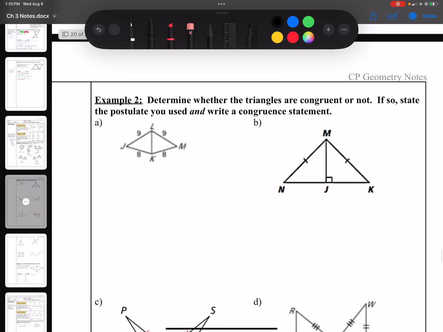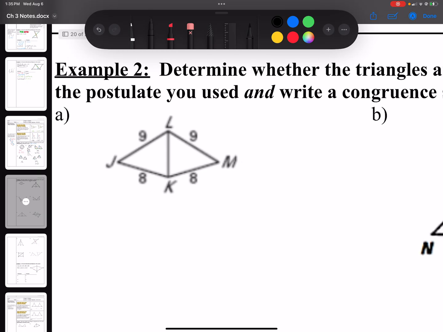Determine whether the triangles are congruent or not. If so, state the postulate you used and write a congruence statement. Well, right off the bat, I see this has a side length of 8, and this has a side length of 8, so that's one pair of equal sides. This has a side length of 9. This has a side length of 9.